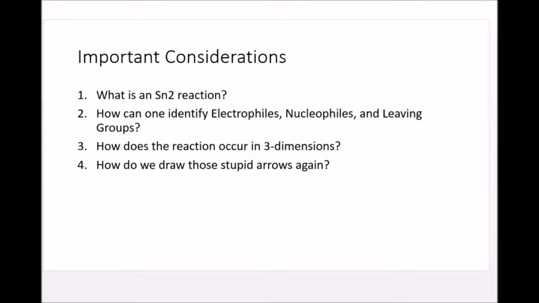So, for our first consideration, we're going to break down what an SN2 reaction is, then we're going to see how you can identify electrophiles, nucleophiles, and leaving groups. The third is how it occurs in three dimensions, and the fourth is how we go through drawing those arrows. So let me see what the next slide is. Nope, I'll just stay on this one.